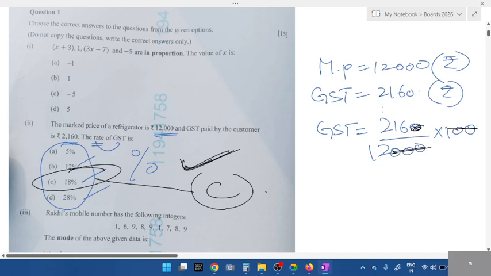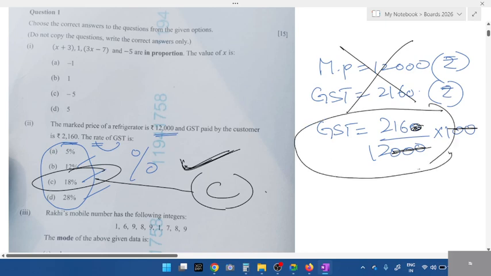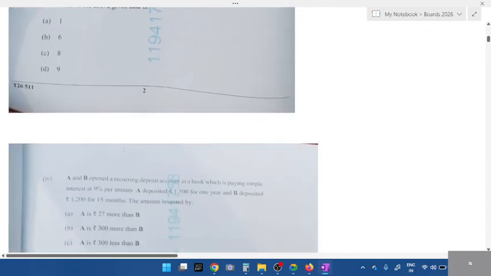Right? Yeah, all this is not right. For steps, they don't give marks, students. Remember, in MCQ they don't give. You could have directly written like this: 216 divided by 120000 into 100. Just cancel it out. You would have got 18%. Clear? One MCQ question, students, you can't skip that.